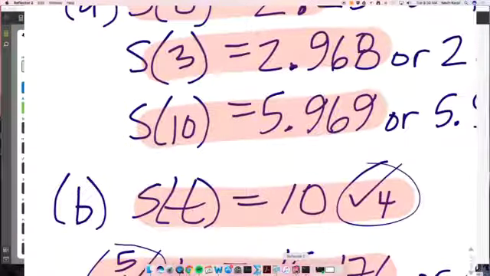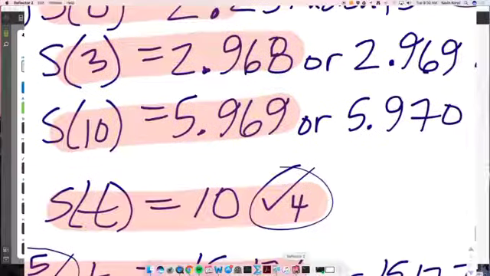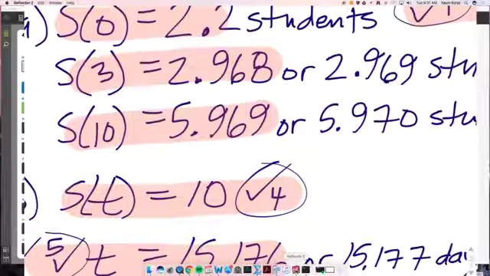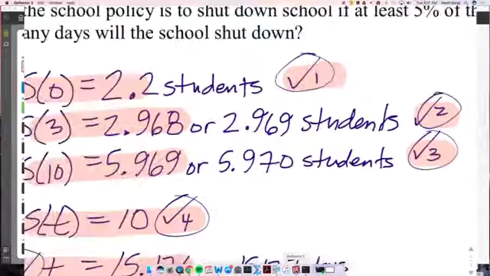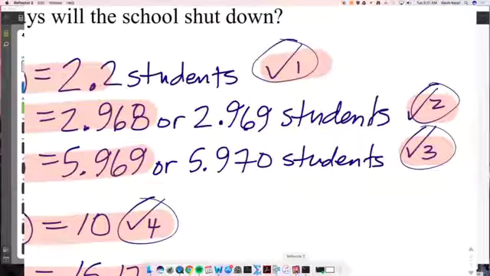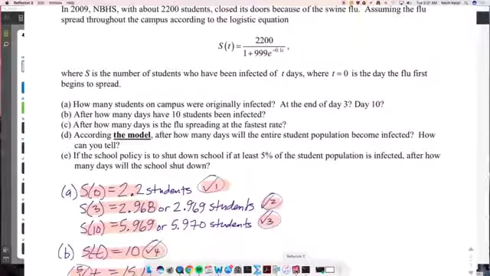And then, of course, you put students at the end. And at the end of day 10, 5.969 if you truncate, or 5.970 if you round. So only one of those 2 answers in the presence of S of 10. So I would ask any one of these 3 on the test, but probably not all 3. So if you have those right now, give yourself 3 checks. And if you have students on the end of all 3 of them, you are eligible still for the final check, which is units. All right, part B, after how many days have 10 students been infected?